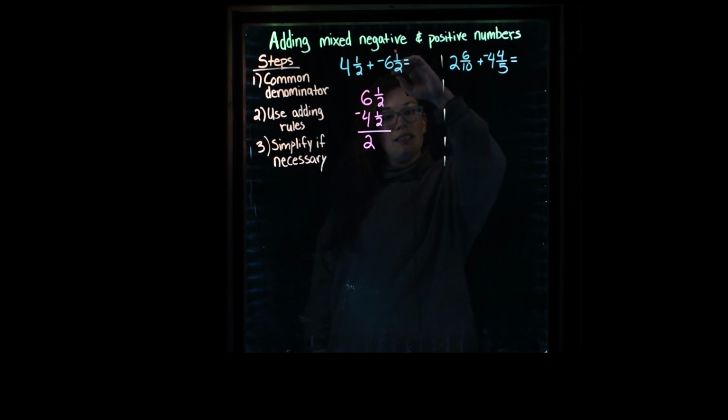So since 6's absolute value is the biggest and it's a negative, my answer needs to be negative. And the answer would be negative 2. Let's try the second one.